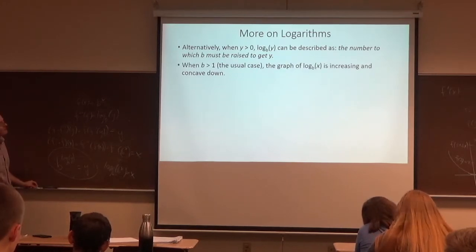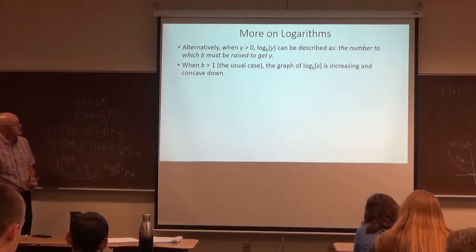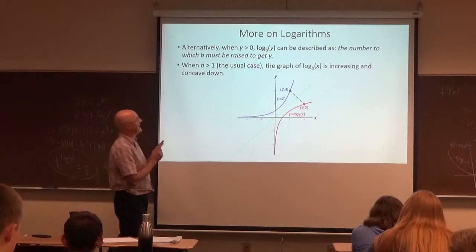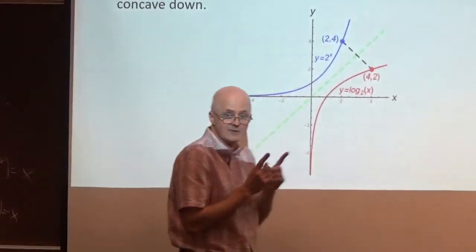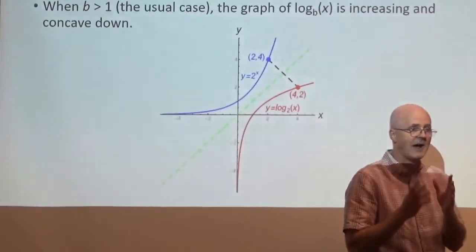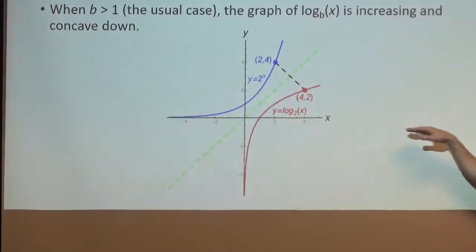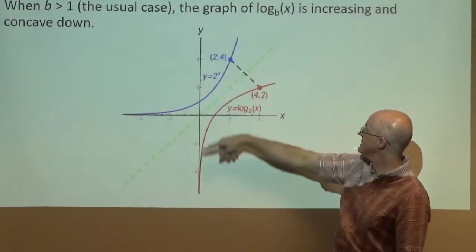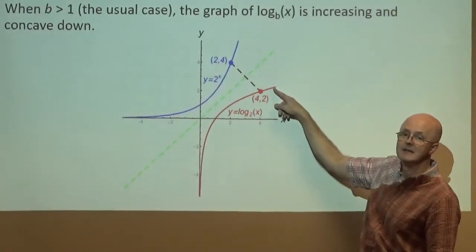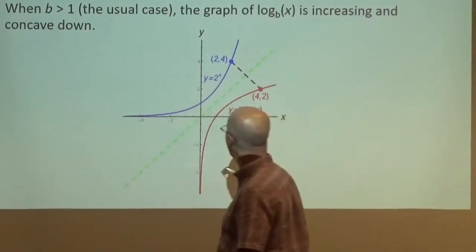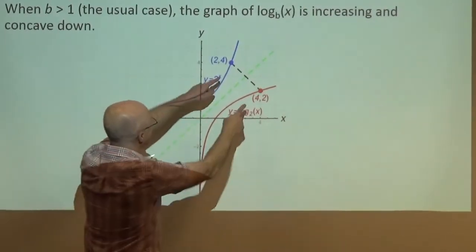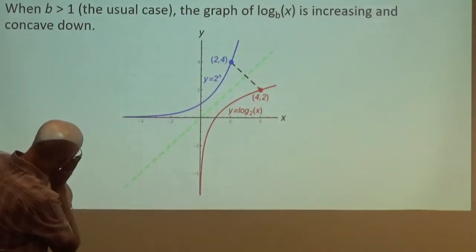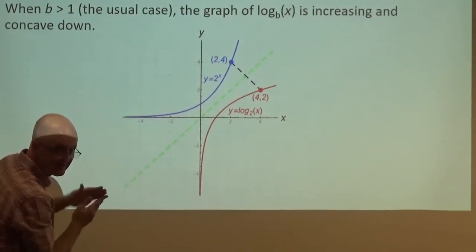When b is bigger than 1, the usual case, what does the graph look like? It looks like this. Now I'm going back to using x as the independent variable. I've swapped the variables, so that when I graph them in the same picture with the independent axis being horizontal, I get the reflection. So here's the graph of y equals 2 to the x, here's the graph of log base 2 of x. They are reflections across this green line, y equals x. And these dots have opposite coordinates. This is 2, 4, that's 4, 2. They're reflections, they're symmetric if you turn your head at a 45-degree angle like that. Mirror images.